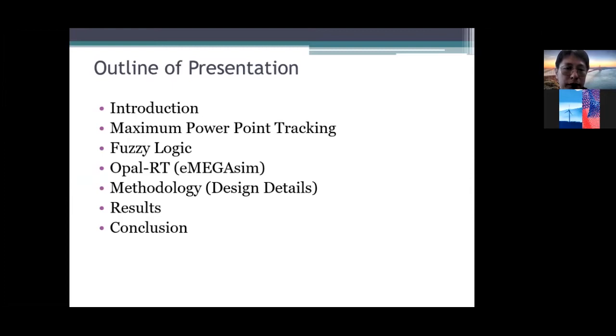And the outline of my presentation are as follows. So before we proceed with the maximum power point tracking, I will give some introduction about solar PV as well as renewable energy, and then followed by fuzzy logic. And then, of course, I will give a small preview about the Opal RT e-megasim machine, and then discuss some of the details of my design related with the maximum power point tracking of fuzzy logic, followed by results, and then conclusion.